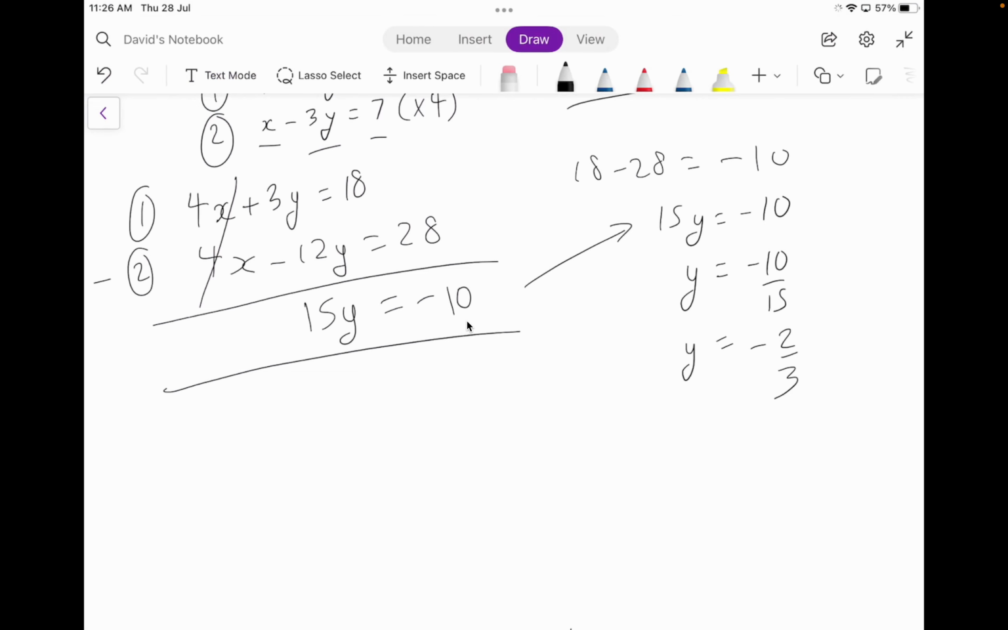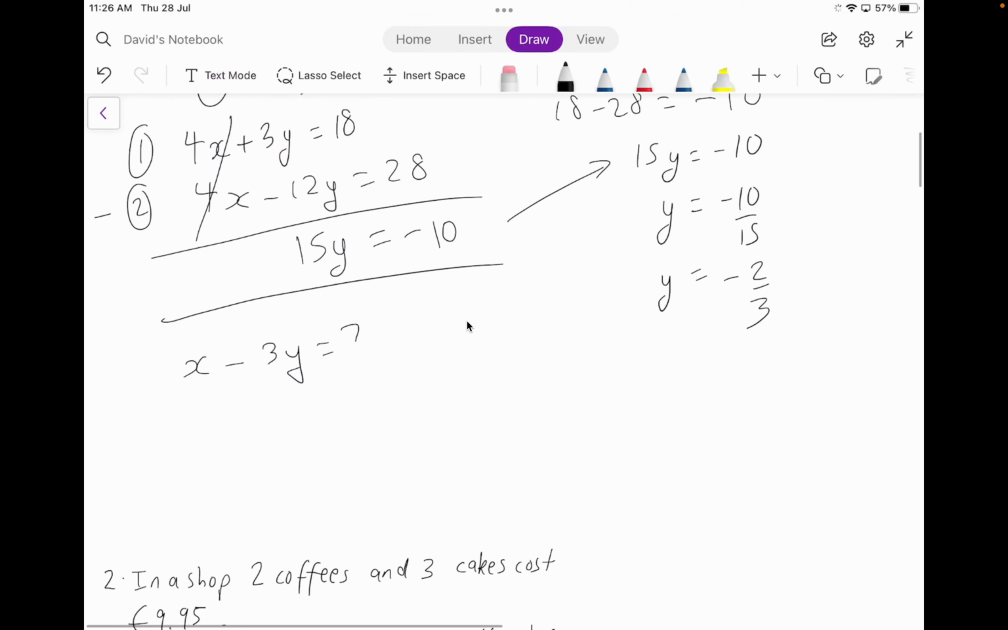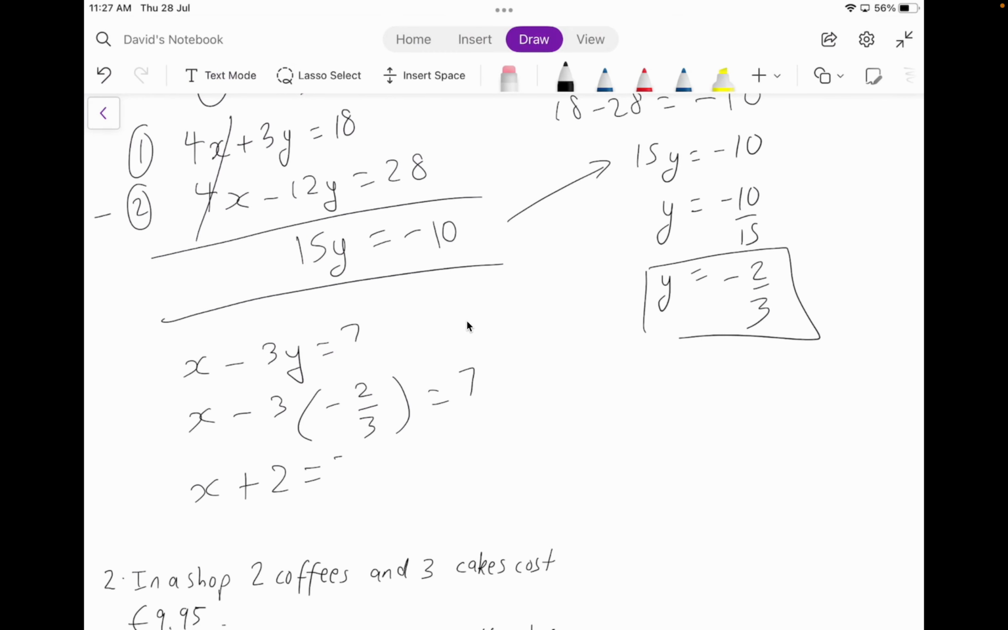Now you can just take any equation. Let's take equation 2. So you have x minus 3y is equal to 7. We have the value of y to be minus 2 by 3. So you have x minus 3 brackets minus 2 by 3 is equal to 7. If we simplify this equation, I would advise you guys to use the calculator for this. It's really helpful while solving these types of questions. So you have a positive 2, you have x is equal to 7 minus 2 to give you a 5. You have x is equal to 5.